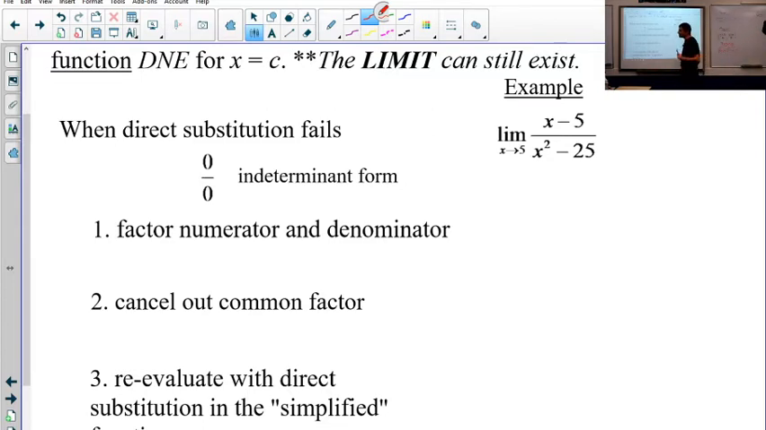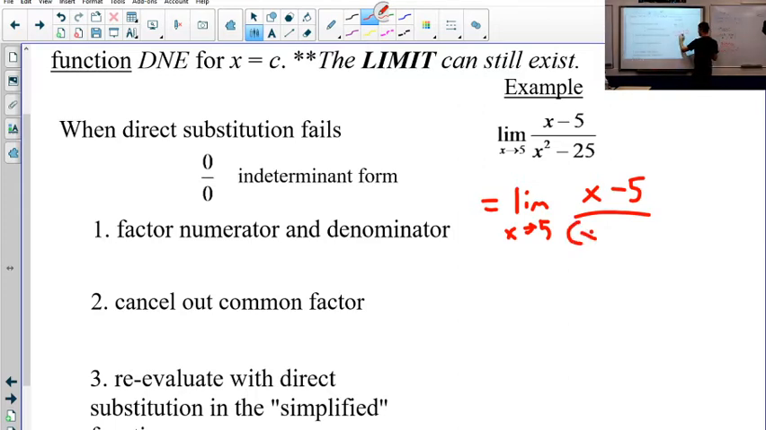Because if we can get something to cancel, then that new function that it behaves exactly like, we might be able to just plug into that new function and figure out what the limit is. So this equals the limit as x approaches 5 of x minus 5 over, this factors into x minus 5 times x plus 5.